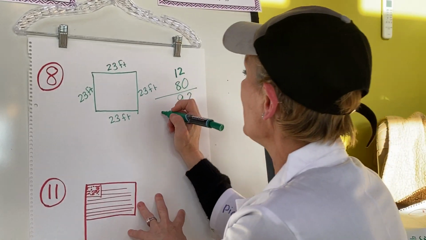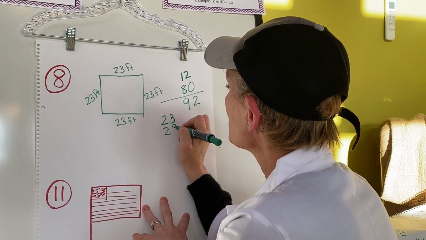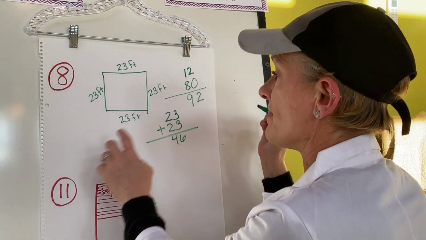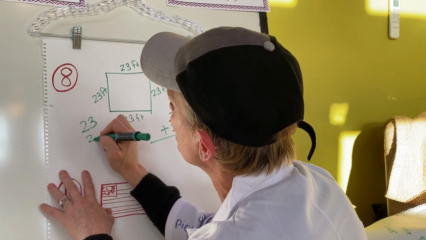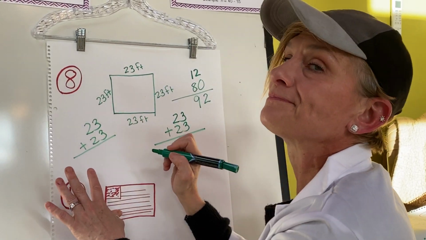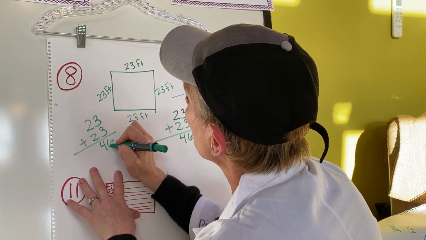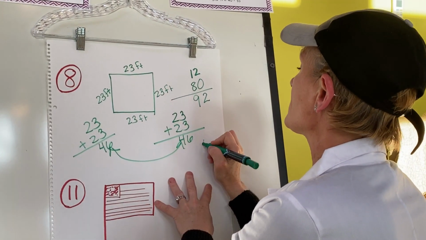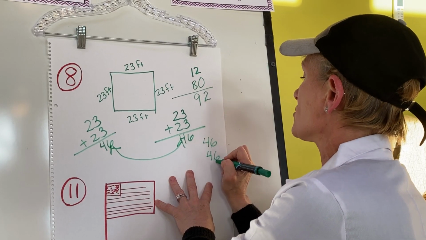Could have I added 23, 23? I could have done that, right? 46, and then the other 23, 23. I could have done that. Another 46, and then I could add those 2 46s. Let's just do it and show off.